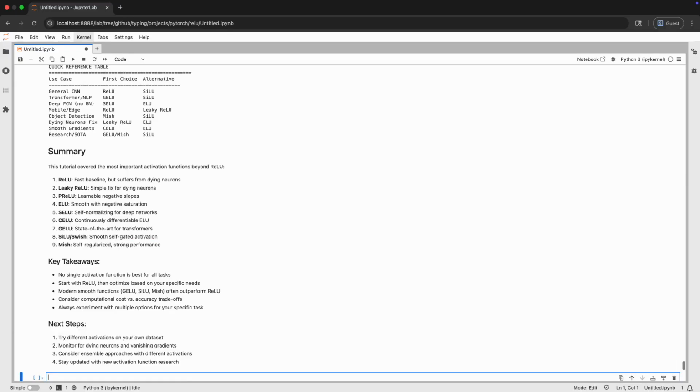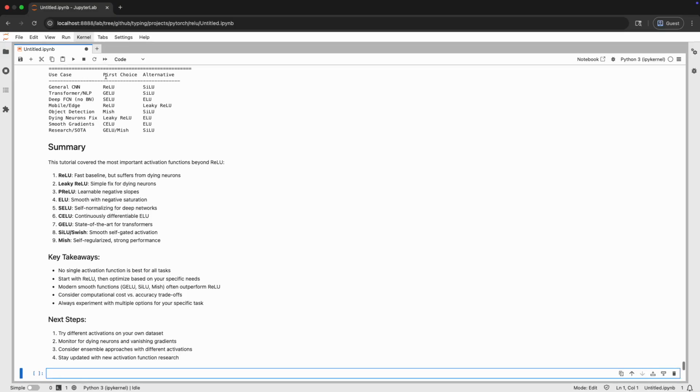Let me provide a comprehensive summary of what we've learned. We've covered 9 important activation functions beyond basic ReLU, each with unique characteristics and use cases. The key takeaways are that no single activation function is best for all tasks. You should start with ReLU, then optimize based on your needs. Modern smooth functions often outperform ReLU. You need to consider computational cost versus accuracy trade-offs, and always experiment with multiple options for your specific task.